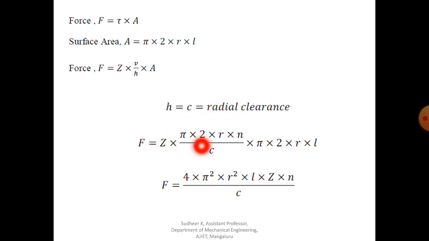So V is nothing but pi into 2 into R into N divided by C into pi into 2 into R into L. This 2 pi R L. So after substitution, we'll get the equation as 4 pi square R square into L into Z into N divided by C. So that is the equation for force, or tangential frictional force.